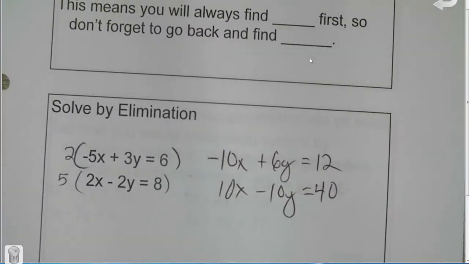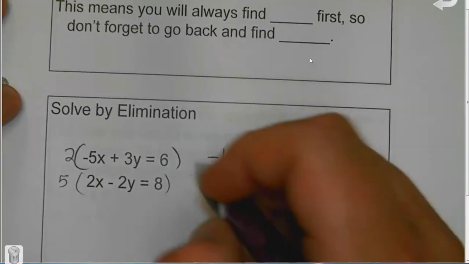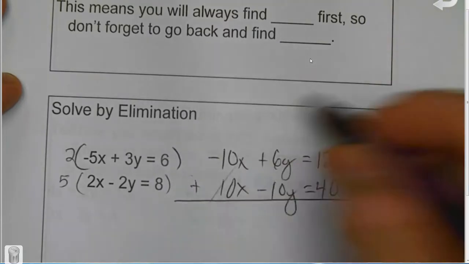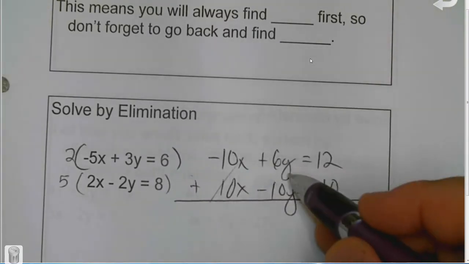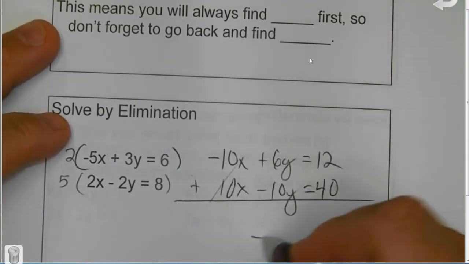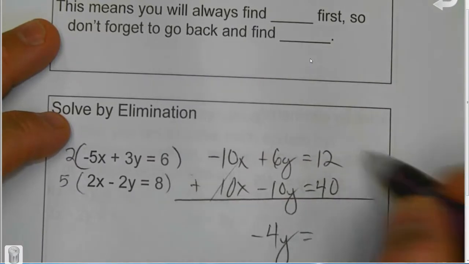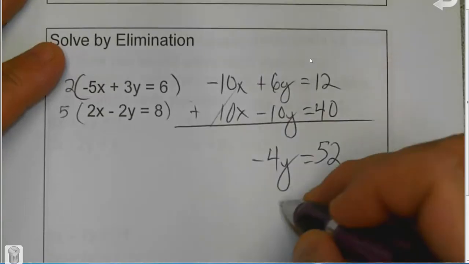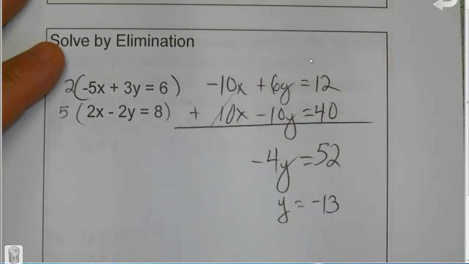Now, I'm going to eliminate the x's because their numbers are the same. Is this addition or subtraction? If I add these two, it's going to cancel out. So we're going to add. They cancel out. 6y plus negative 10y is negative 4y. 12 plus 40 is 52. So y is equal to negative 13.